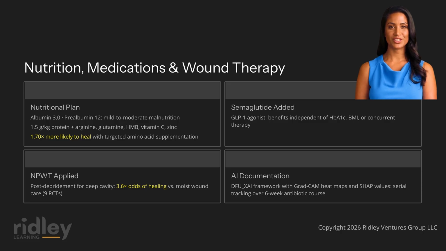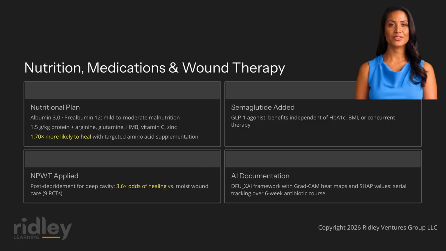The patient's medication regimen is reviewed with endocrinology. Her existing metformin and glipizide regimen is supplemented with semaglutide, a GLP-1 receptor agonist that has demonstrated benefits independent of baseline diabetes duration, hemoglobin A1C levels, body mass index, or concomitant therapy. No SGLT2 inhibitors are initiated given the active foot ulcer with bone involvement, consistent with the precautionary recommendation to avoid canagliflozin in patients with significant lower limb complications.